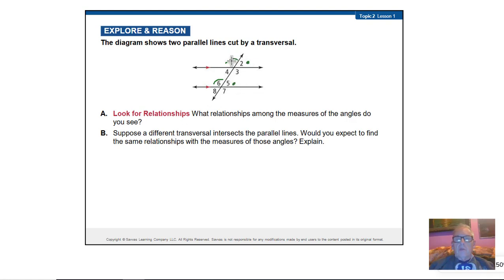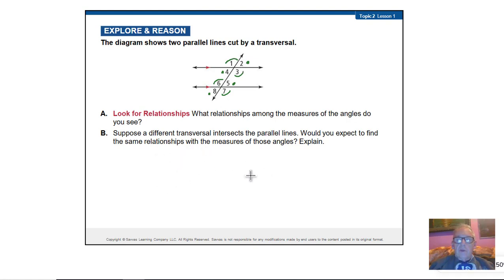Since 2 and 1 are supplementary and 1 and 4 are supplementary, or by vertical angles, angle 4 is the same as 2, which means that 4 is probably the same as 5, which is the same as 8. And then we have vertical angles that tell us that 1 is congruent to 3 and 6 is congruent to 7. So these are some relationships that we can see using vertical angles and linear pairs.